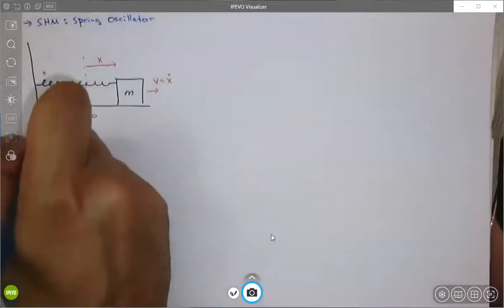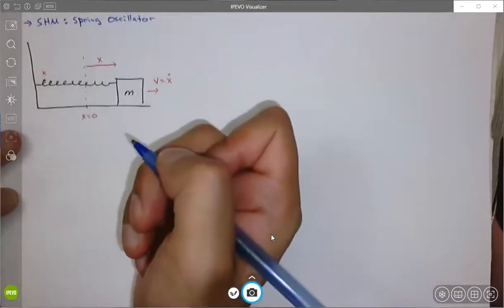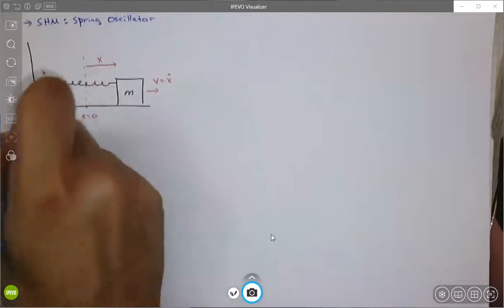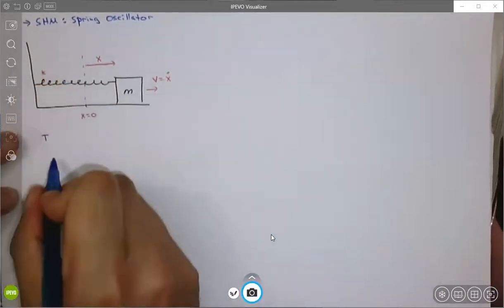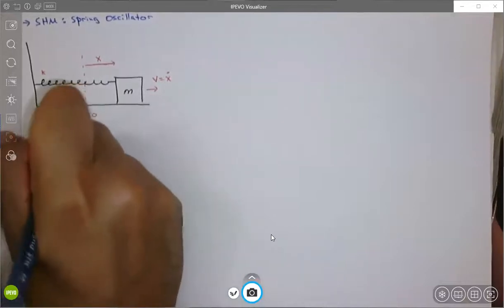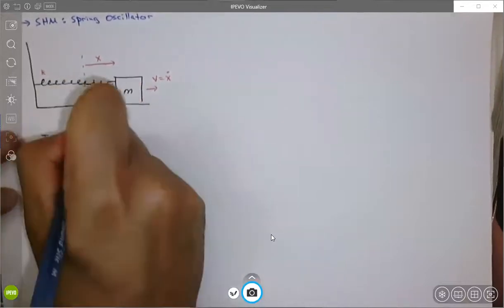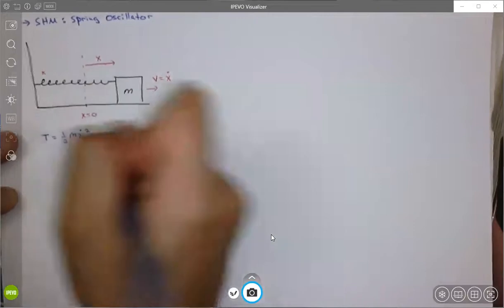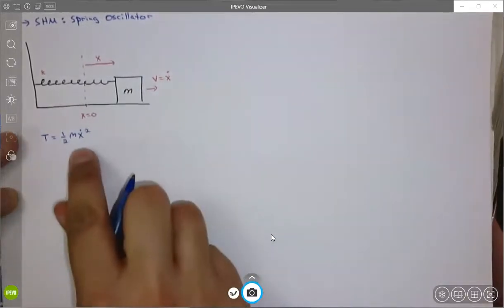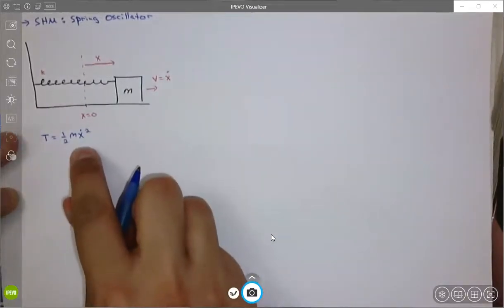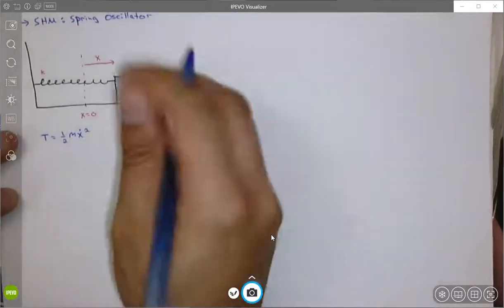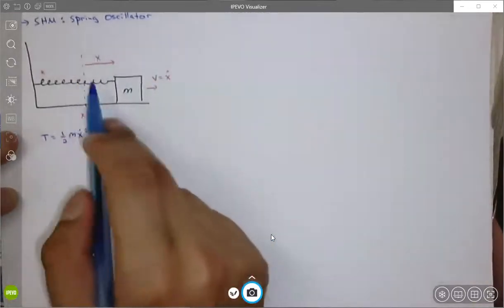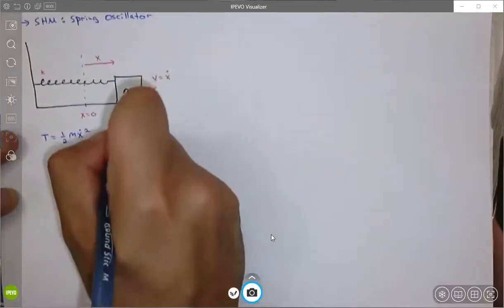The first thing we need to do is determine what our kinetic and potential energy are going to be. Our kinetic energy, which is given by the letter T, is simply 1/2 m x dot squared, where in the last video you learned that x dot was velocity and x double dot represents acceleration. Is there any other energies here? No, because this is a massless spring.